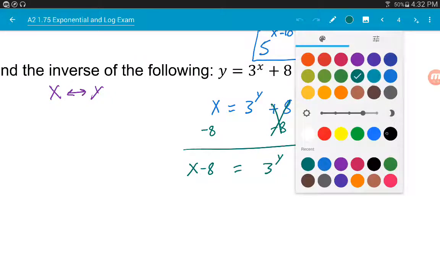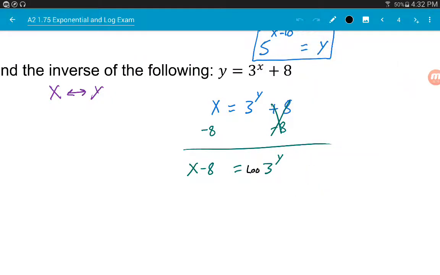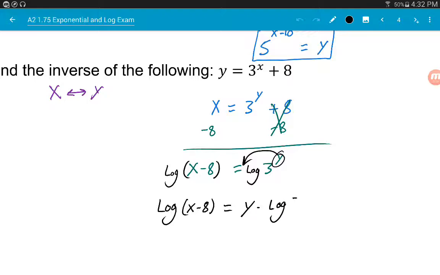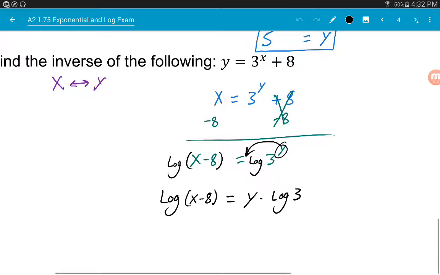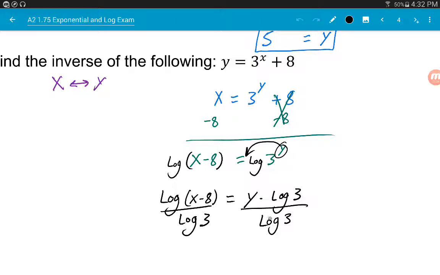I would love to be able to bring that y down, so in order to do so, I need to log both sides. And now y can come down. So I get log of (x minus 8), which should be in parentheses, is equal to y times log of 3. Now to get y by itself, we divide both sides by log of 3. And you could say that y is equal to this.